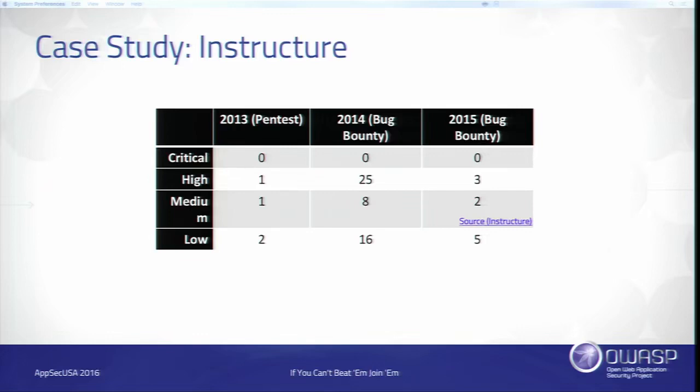But what we can get from that is what we can see is that in 2013, they ran a pen test, and they got 1 high finding, 1 medium, 2 low. The subsequent year, in 2014, they ran a 2-week bug bounty with 25 researchers that sort of mimics the whole pen test idea. But instead of 1 or 2 pen testers, you have 25 researchers. And these 25 researchers came up with 25 high findings, 8 medium, and 16 low. And this is the exact same application.